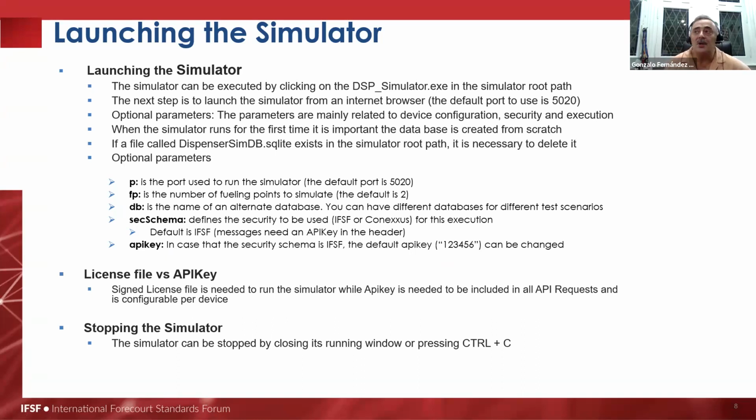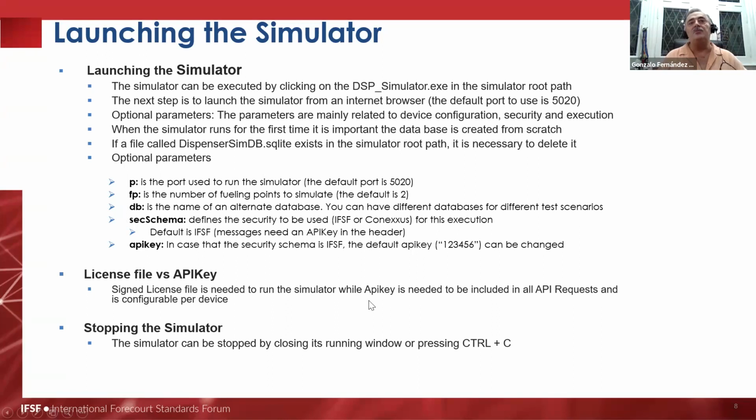For example, for a POS that needs to connect to a dispenser, you will set a specific key that you will give to the POS provider so they can connect. So this is important. I wanted to differentiate the license versus the API key. To stop the simulator, you can just press Ctrl+C and close the screen.